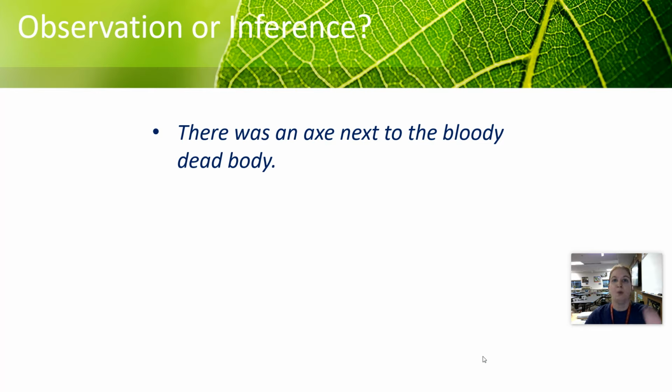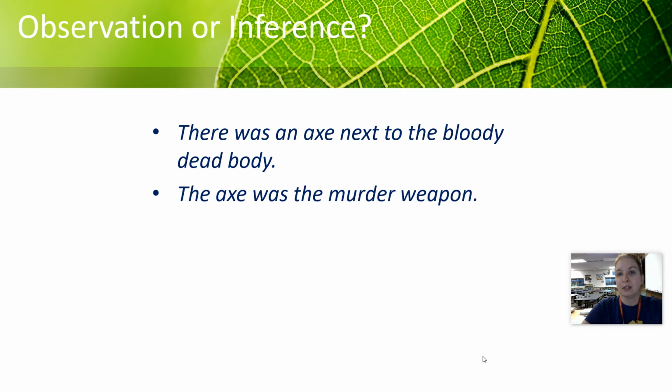There's an axe next to the bloody dead body. Observation or inference? This is something you see, so this is an observation. The axe was the murder weapon. That is an inference. You know that axes can be used to cause bloody dead bodies, but not necessarily this one. We don't know. That's an inference.